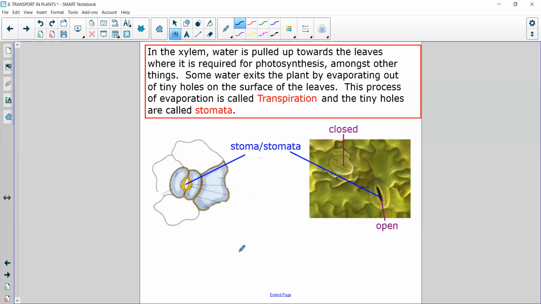Once it's in the xylem, that water is then pulled up towards the leaves where it's needed for photosynthesis. And what's pulling it is that on the leaves themselves, there are tiny little pores, tiny little holes. These holes are called stoma or stomata. When these are open, water evaporates out of the leaves through these pores and back into the air. And that process of water leaving a plant leaf is called transpiration.